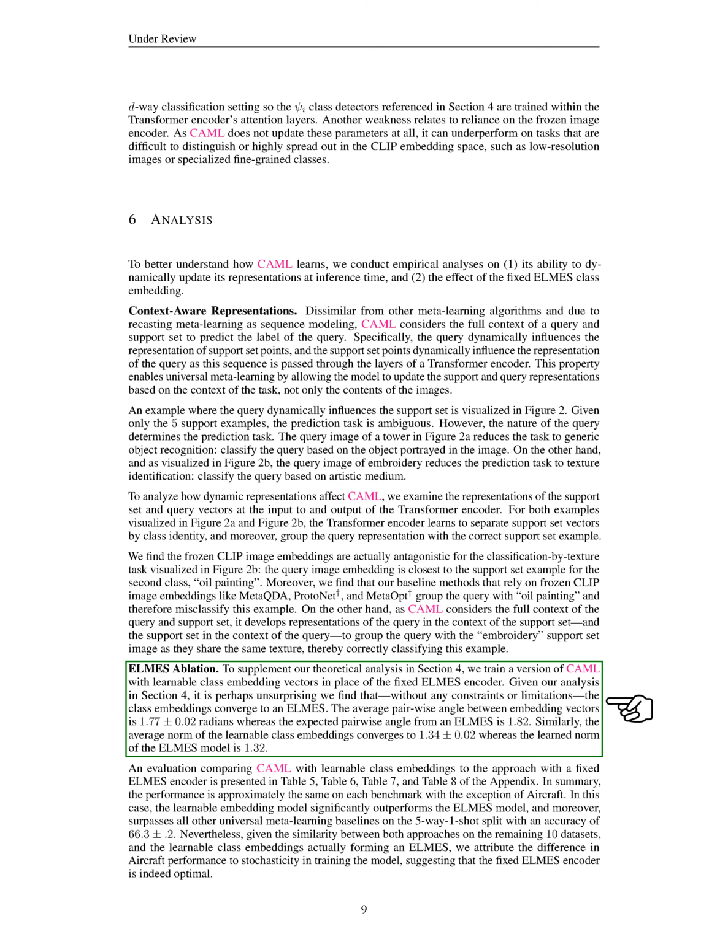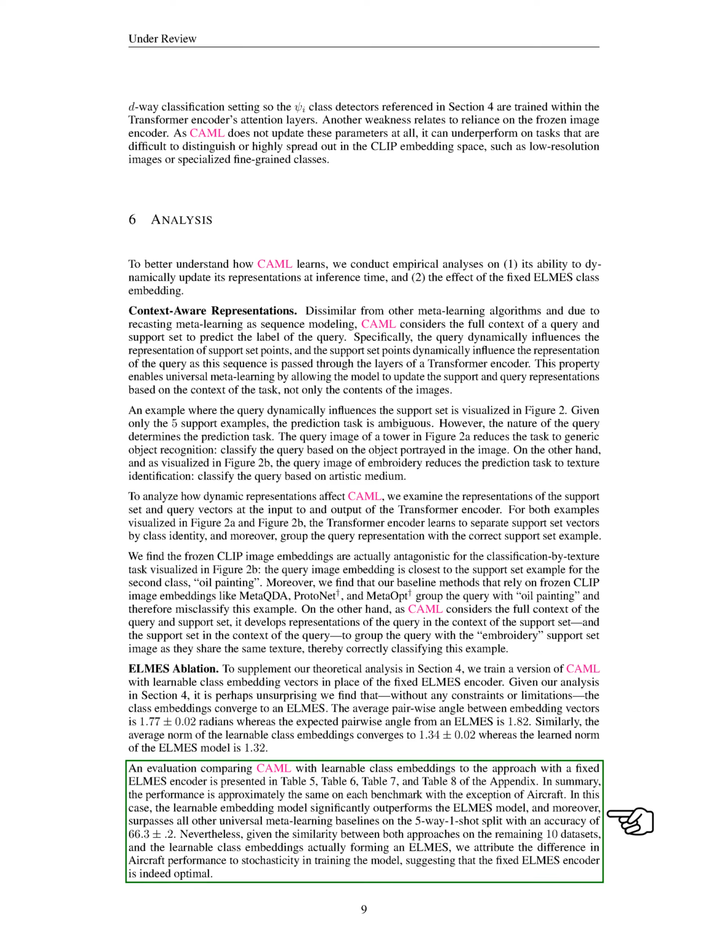To supplement our theoretical analysis, we trained a version of CAML with learnable class embedding vectors instead of the fixed ELMES encoder. As expected, without any constraints or limitations, the class embeddings converge to an ELMES. The average pairwise angle between embedding vectors is approximately 1.77 plus or minus 0.02 radians, while the expected pairwise angle from an ELMES is 1.82. Similarly, the average norm of the learnable class embeddings converges to approximately 1.34 plus or minus 0.02, while the learned norm of the ELMES model is 1.32.